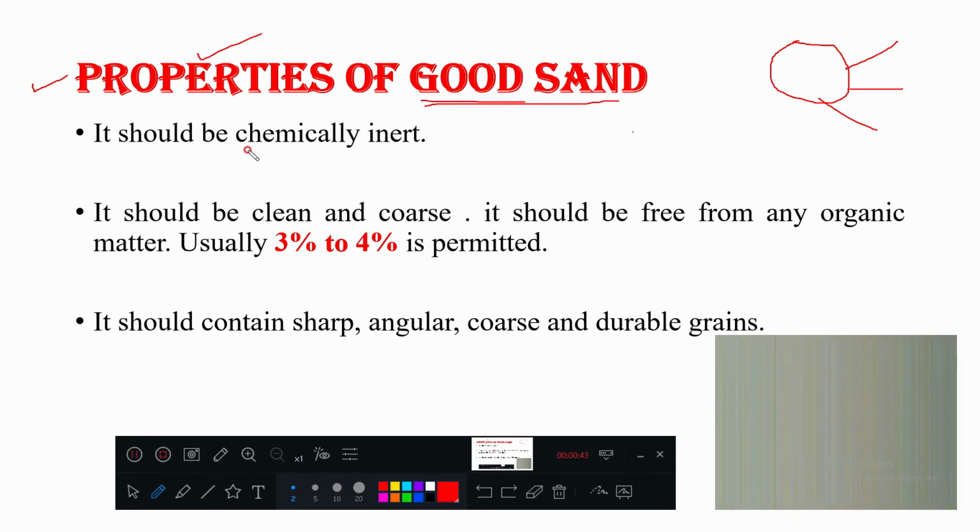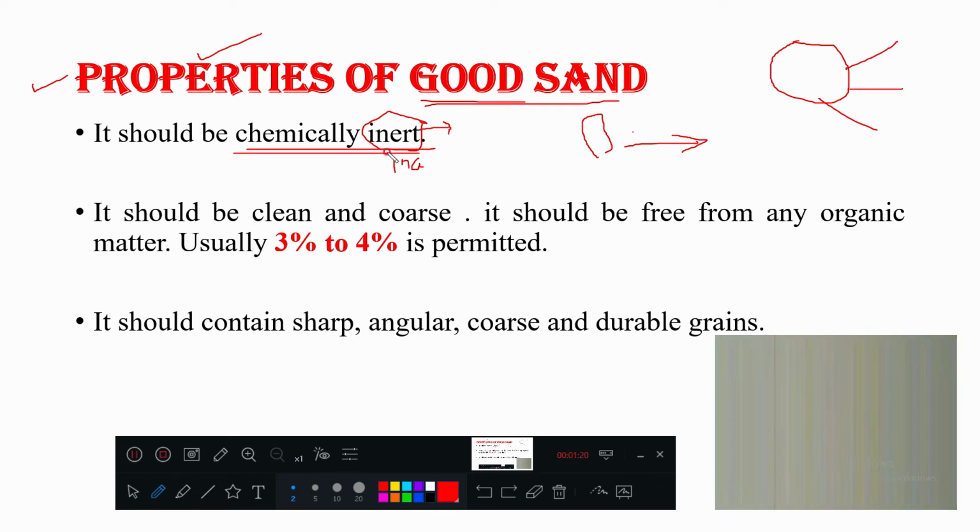Okay, it should be chemically inert, means what? It should not react with other materials. Chemically active is something which will react. Opposite to that is chemically inert, it is not going to react. Okay, it should be chemically inert, means it should not react.